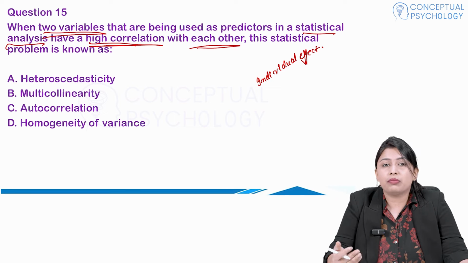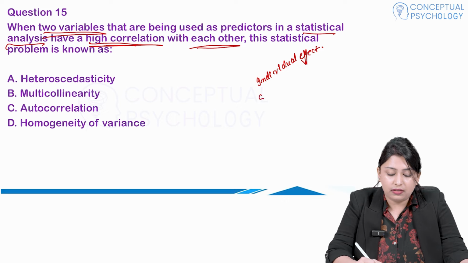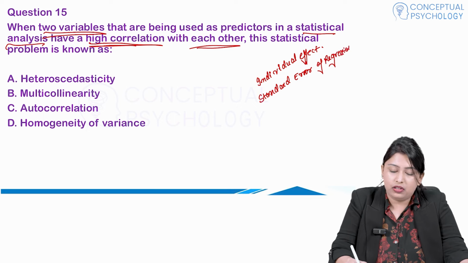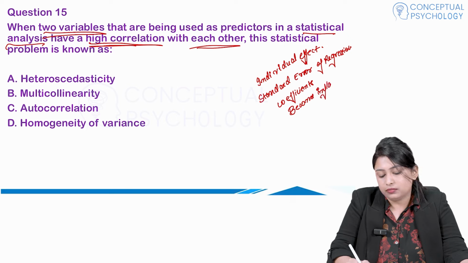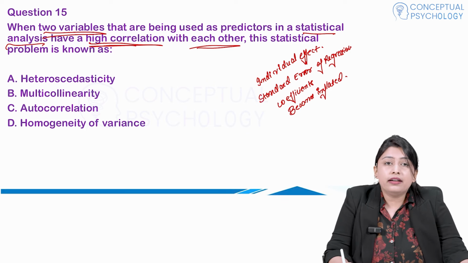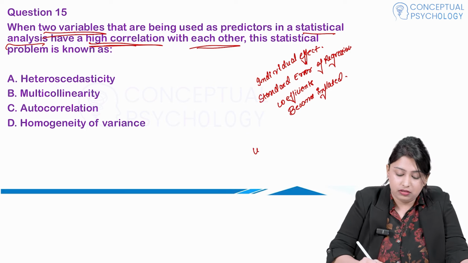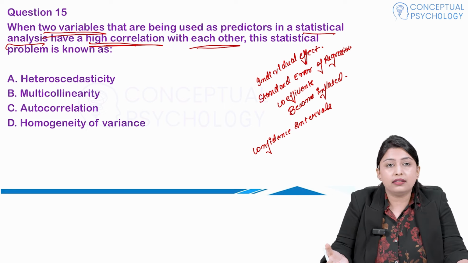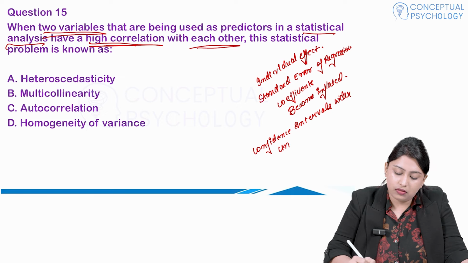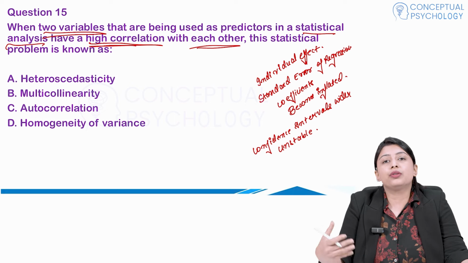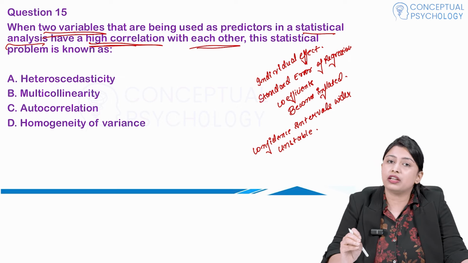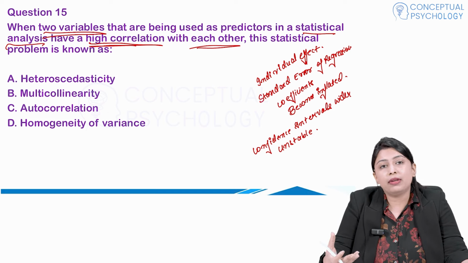Standard errors of regression coefficients become inflated. Okay, so here the standard error of regression coefficient will become inflated. Here the confidence intervals also become wider. So when the confidence intervals are becoming wider, then the model becomes unstable, right, which could lead to large changes in the coefficients. So the perfect multicollinearity makes it impossible to obtain a unique estimate of regression coefficients, while high multicollinearity makes these estimates unreliable.